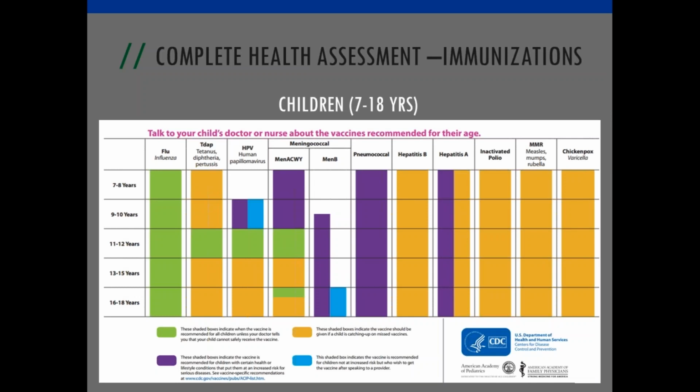And here is the immunization schedule for children ages 7 through 18 years of age. And again, make sure you're billing with the appropriate CPT code for correct reimbursement as well as CBI credits, and also update the immunization registries.